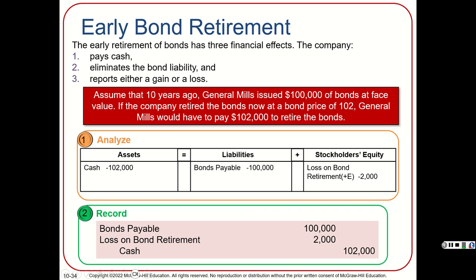To see it more clearly, our bonds payable goes down 100,000. The loss on the bond retirement is the 2,000 because at the time of retirement we had to pay out 102,000.